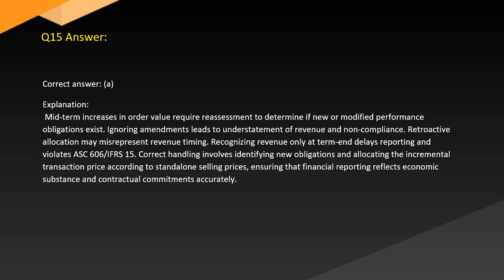Answer. Correct answer: A. Explanation. Midterm increases in order value require reassessment to determine if new or modified performance obligations exist. Ignoring amendments leads to understatement of revenue and non-compliance. Retroactive allocation may misrepresent revenue timing. Recognizing revenue only at term end delays reporting and violates ASC 606 and IFRS 15. Correct handling involves identifying new obligations and allocating the incremental transaction price according to standalone selling prices, ensuring that financial reporting reflects economic substance and contractual commitments accurately.